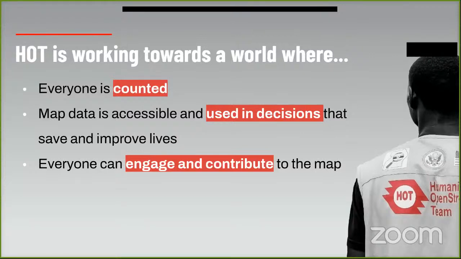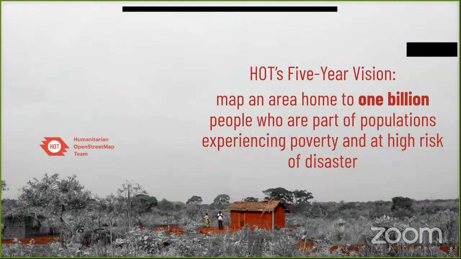But we have other hubs that have been set up. We have one in the Asia Pacific region. We have one in West Africa, which has also started. We already have staff starting to work on the West Africa one. The Asia Pacific one is already up and running. And then possibly later next year, we'll have the Latin America one being started also. Now, we, as the Humanitarian OpenStreetMap Team, have this five-year vision, which is to map an area that is home to 1 billion people, and specifically people that are part of populations experiencing poverty and living at high risk of disasters.